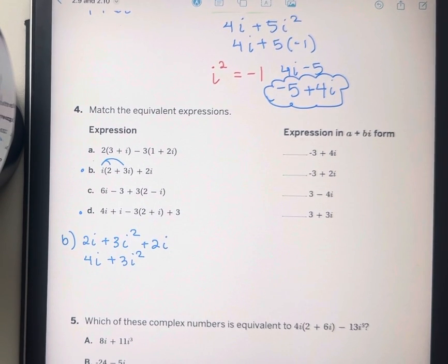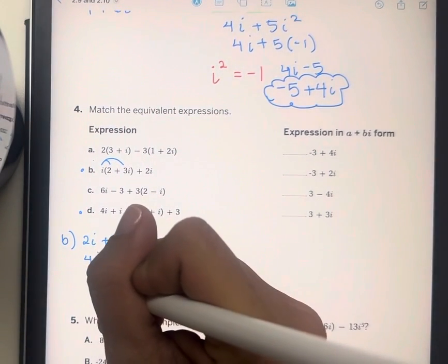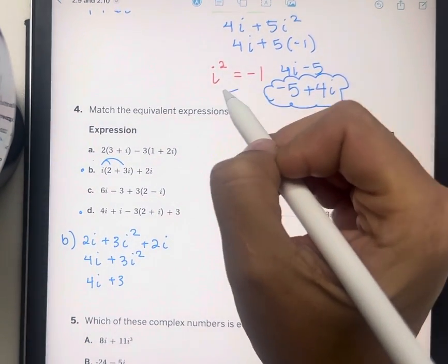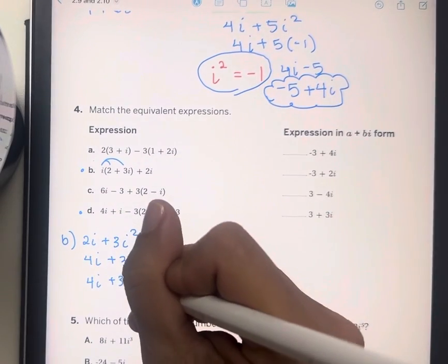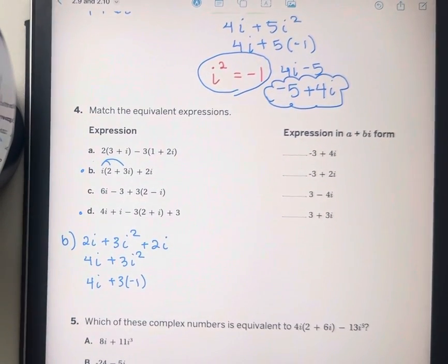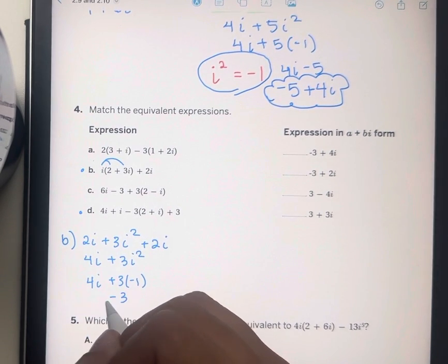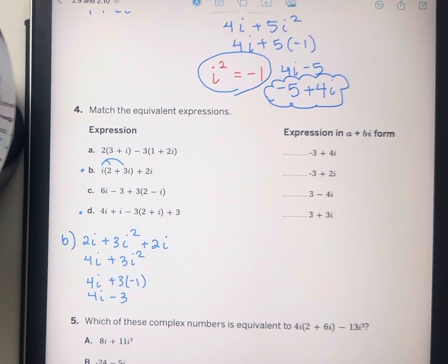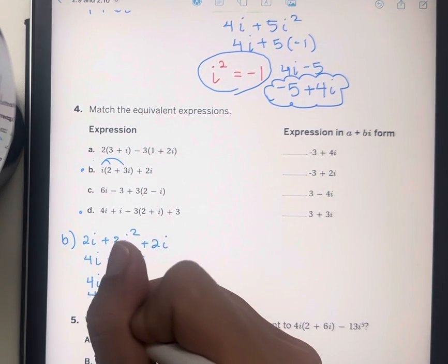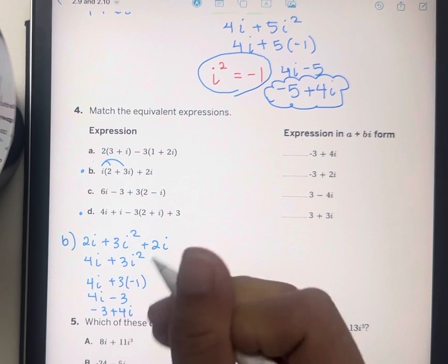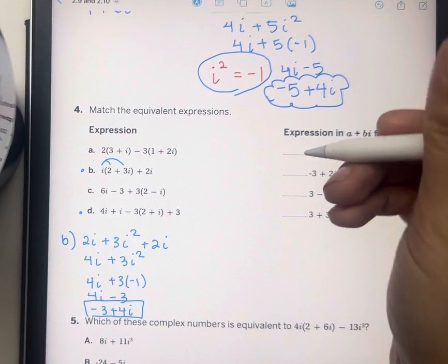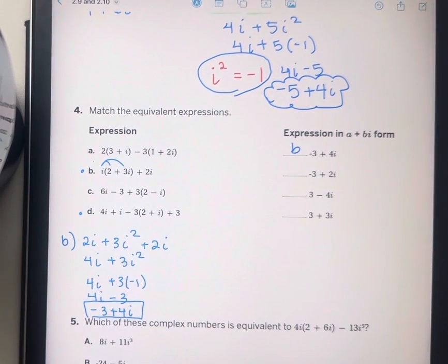But I'm going to throw out that i squared and put what in instead? Negative 1, remember, it's still up here. i squared, just toss it out, put a negative 1. So that isn't plus 3, it's actually minus 3. 4i minus 3. And the order is messed up, so I'm just going to flip it to be negative 3 plus 4i. Perfect. And so there it is right here. That first one is B.